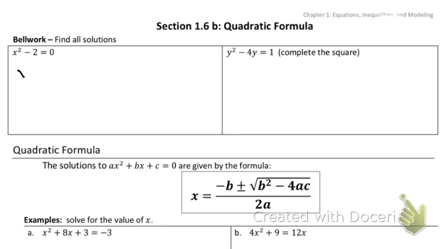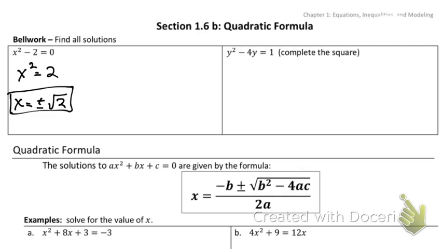Anyway, we would have x squared equals a positive 2. Then I would take the square root of both sides to give me x equals positive or negative square root of 2. That's what x equals. The other one says complete the square to solve.